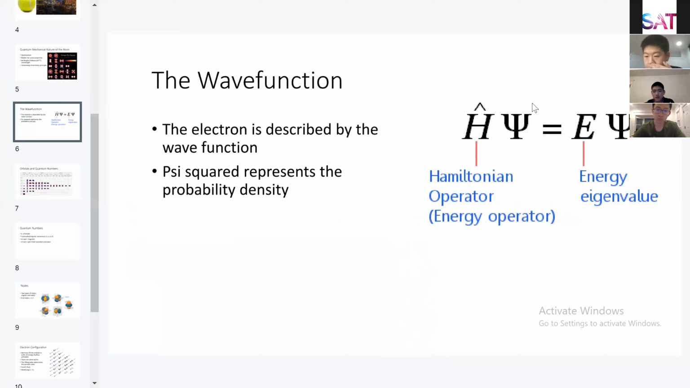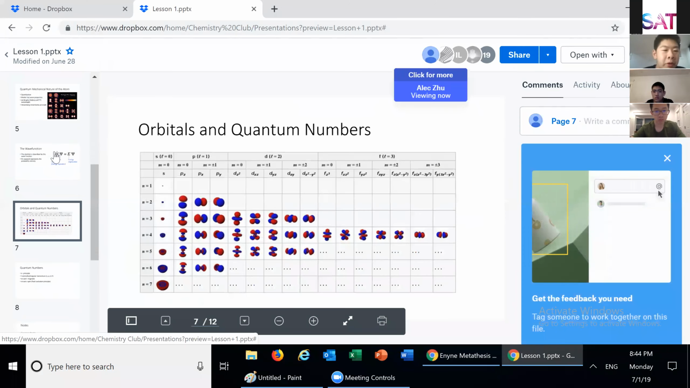So is psi a unit? No. Or a constant? It's not a constant either. It's a function. Oh, okay. So this is, I think, like a differential equation or something like that. Yeah. This is the very famous Schrodinger equation, and it's very difficult to solve. Okay.